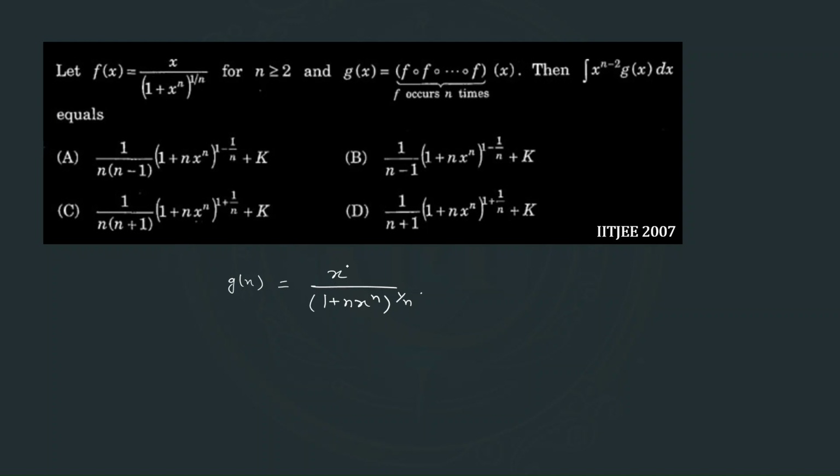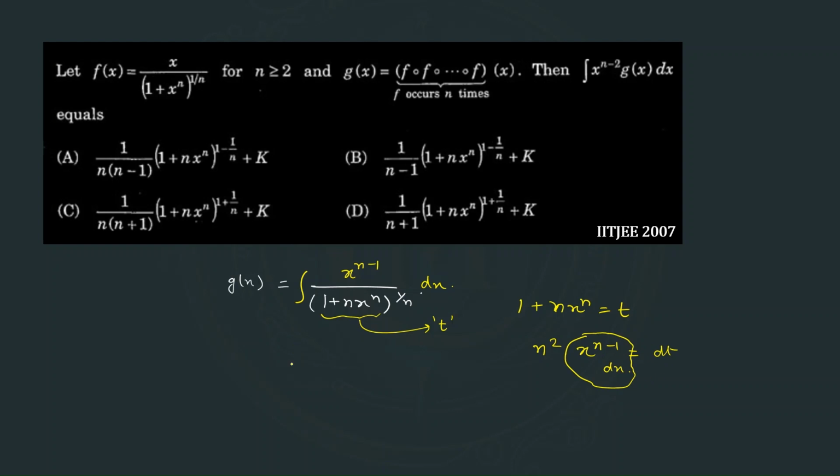So here it will be x to the power n minus 2, and then it will become simply x to the power n minus 1, an integral of this. So here we need to put this term equal to t. So 1 plus n times x to the power n equal to t. That means n square times x to the power n minus 1 is equal to dt. Sorry, this will be multiplied with the dx. So this part is basically our dt by n square.